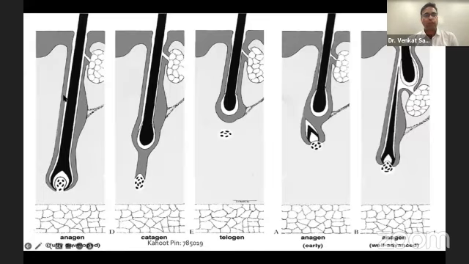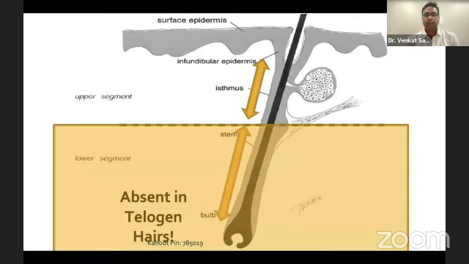Okay, so I told you the upper part of the hair follicle is called the non-cycling phase. The lower part is the cycling phase, because that is how anagen moves into catagen. As the hair moves from anagen to catagen to telogen, the lower portion recedes, it undergoes apoptosis, and you're left with just the upper segment of the hair follicle. Then the hair starts regrowing again, producing a new hair, and the new hair pushes out the old hair, okay? So this is the hair cycle. This lower segment is absent in telogen hairs.